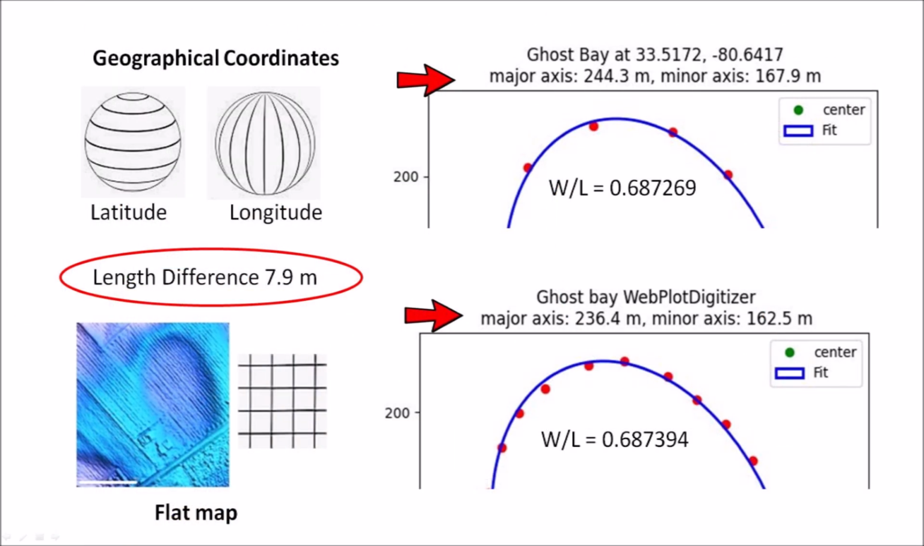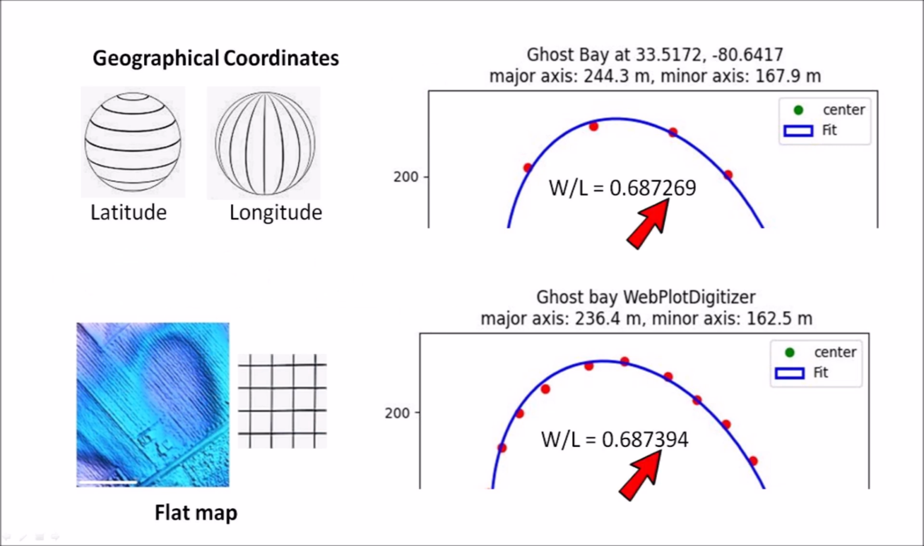We can now compare the results of both digitizations. There's a difference in the length of the major axis of 7.9 meters. Anytime that you measure something more than once, you're likely to get slightly different results. This is why it is a good practice to measure multiple times and average the results of the measurements. Although the lengths differ, the width-to-length ratios of the ellipses differ only by about 1 part in 10,000.